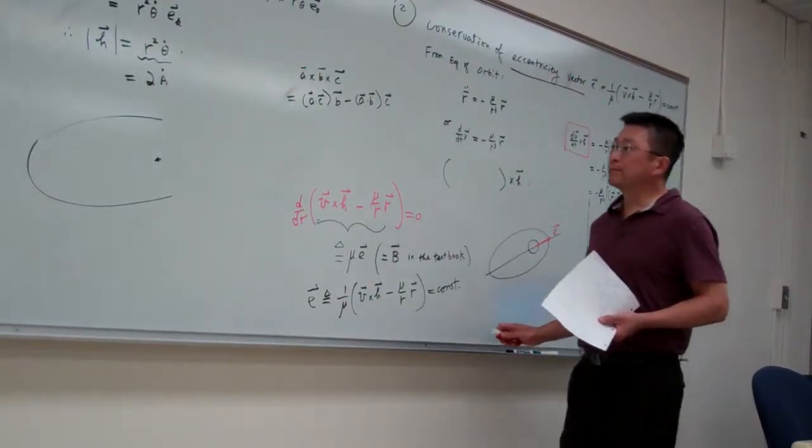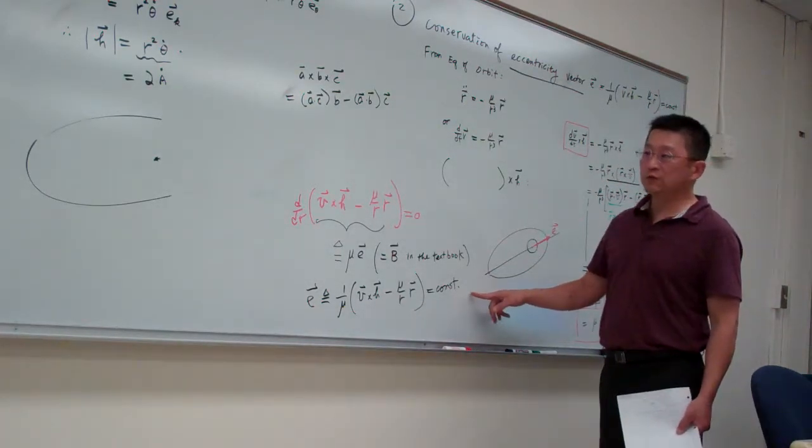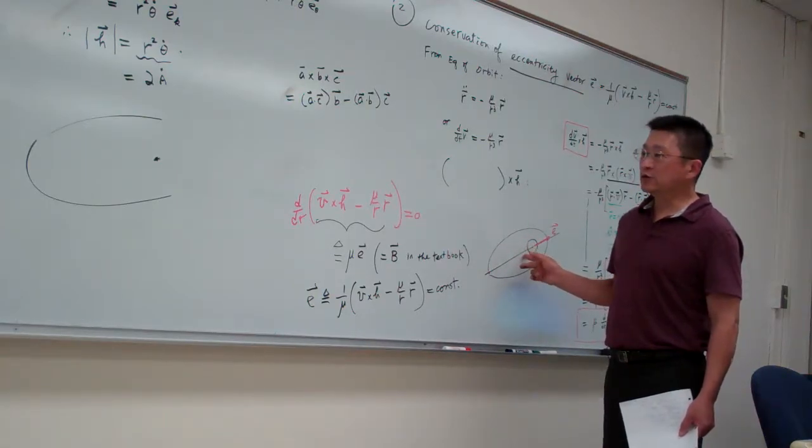And so that is the notes. So if you like, you can write the note for E vector. E is in the orbital plane, and E vector is normal to the H.